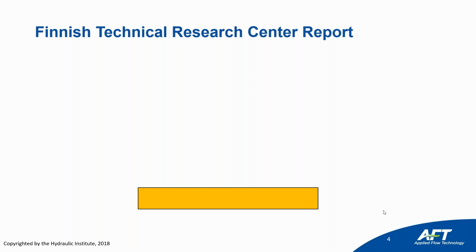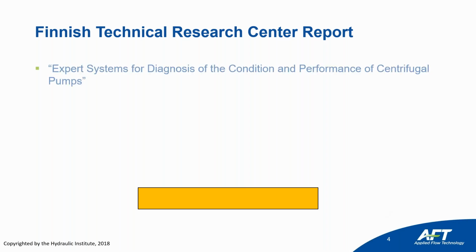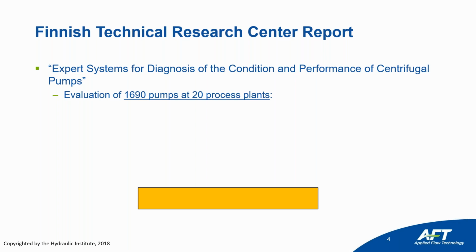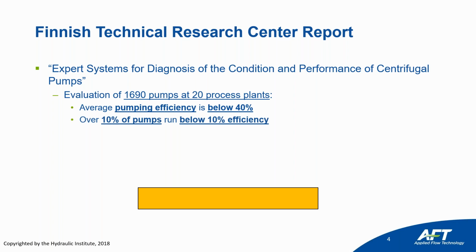Sorry about that. Okay, so another case study here is in Finland. They did another diagnostic analysis of almost 1,700 pumps in 20 different industrial process plants. And what they found was that the average pumping efficiency was below 40%. And get this, 10% of the pumps that they had studied were actually operating below 10% efficiency.